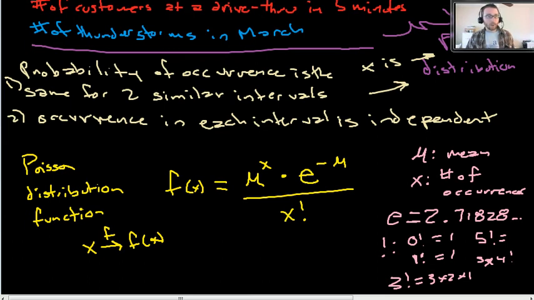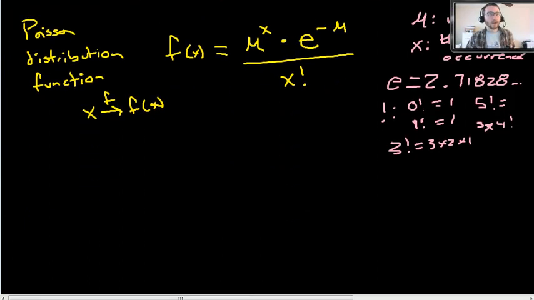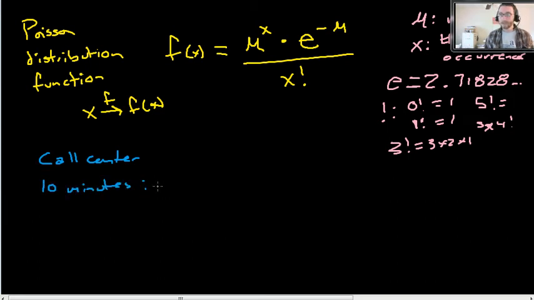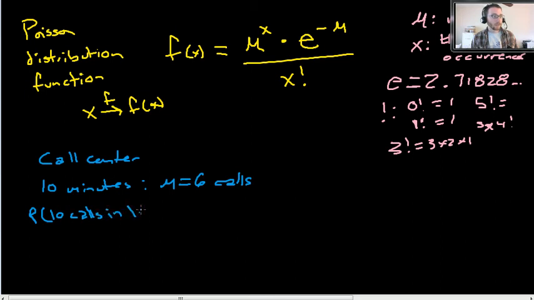So let's do an example quick, just to see how this is used. Again, we're not going to go too in depth with the derivation, but we can get the idea. Let's say we have a call center, and historically, in a given 10-minute time period, they get 6 calls. We want to know the probability of getting 10 calls in 10 minutes. They just want to make sure we have enough staff to handle peak times, right? So what is the probability of this?